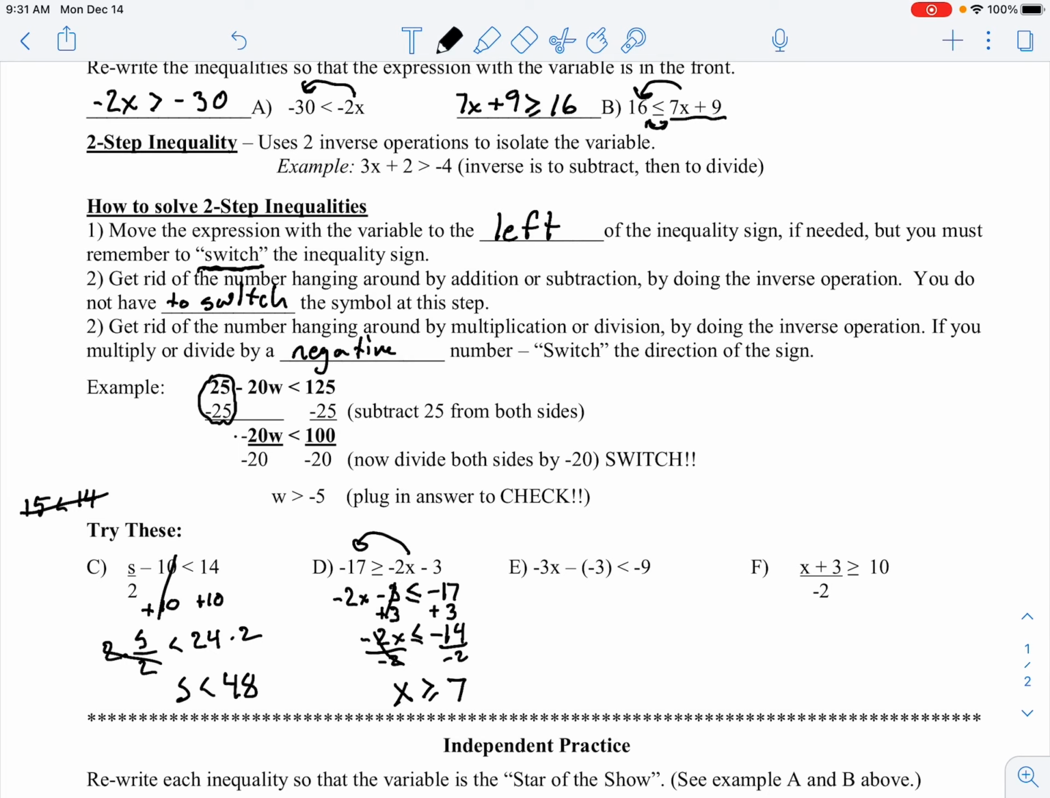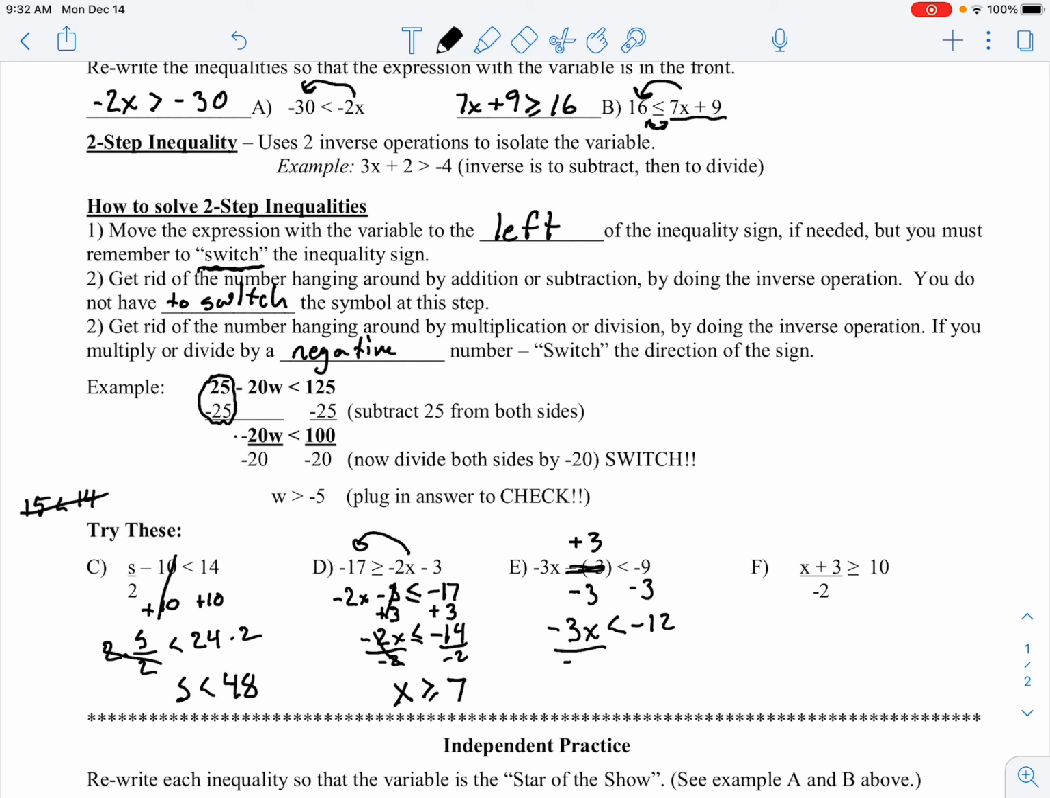All right, so before we get going on E, we just want to remember that subtracting a negative here is the same as adding a positive. So we can make this easier on ourselves by turning that into a plus 3. So I'm going to take away 3 and take away 3. To undo that plus 3, we get negative 3x is less than negative 12.